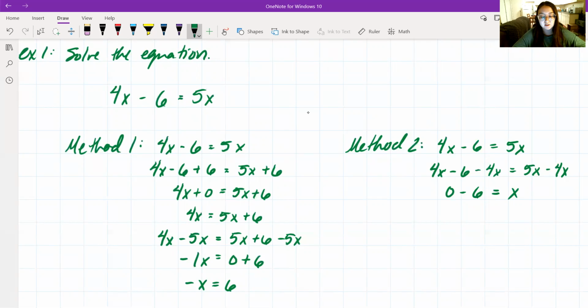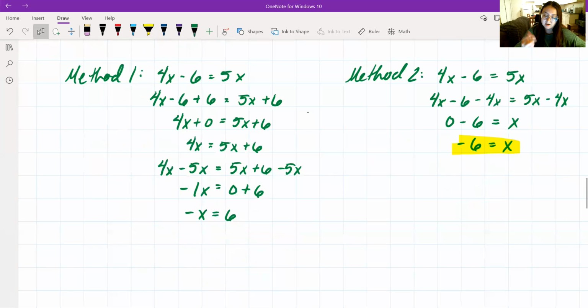Then, since we just have 0 minus 6 is equal to x, we can simplify and get negative 6 is equal to x. So now we have the form that we want. We have some number is equal to x. So we're going to state that this is the solution. We want to check and see if it's correct. So we've used our method. Now let's check.